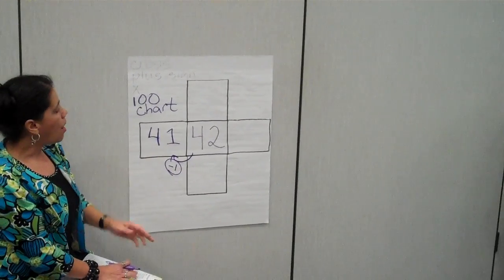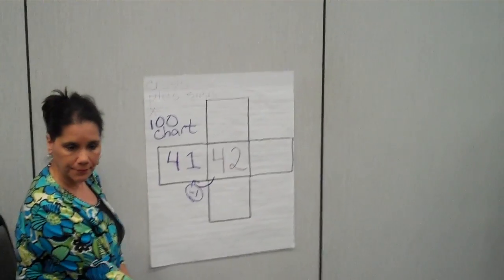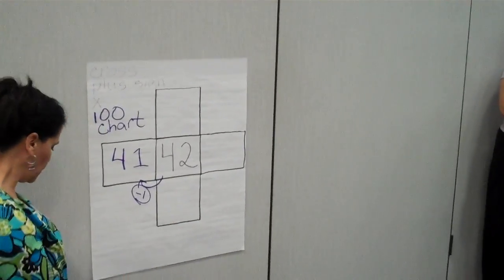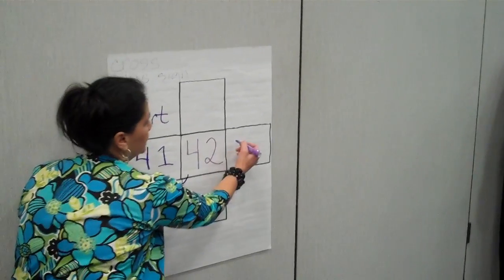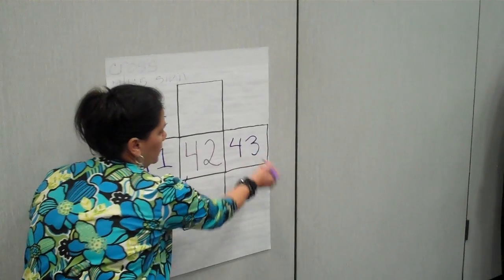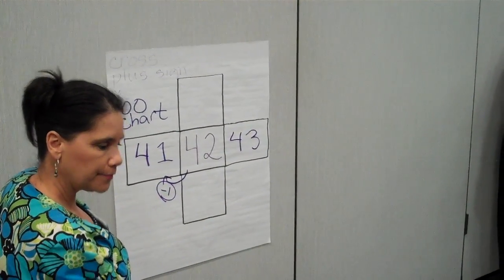What happens if you add one again? Oh, what happens if you add one? So I would record what? 43. And where would I record that? To the right of 42. Oh, I like how you said that, to the right. So I'm going to record 43. And what did you say that I added to 42 to get to 43? 1.